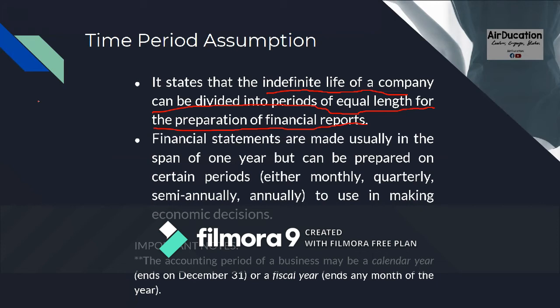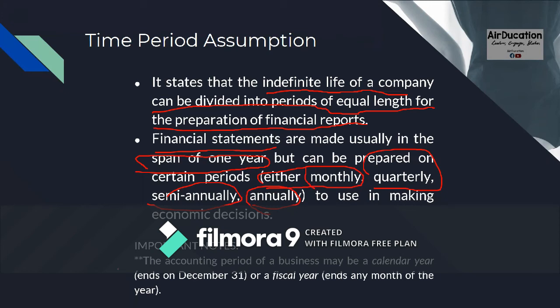financial matters anytime they want, or as long as it is needed by the company for the preparation of management decisions. So under the time period assumption, again, the financial statements can be prepared either monthly, quarterly, semi-annually, or annually. In the general sense, it is usually prepared within the span of 1 year. That's the normal preparation of financial statements. But for the purpose of making decisions or for academic purposes, there are companies who prepare their financial statements or transactions in these periods: monthly, quarterly, semi-annually, and annually.